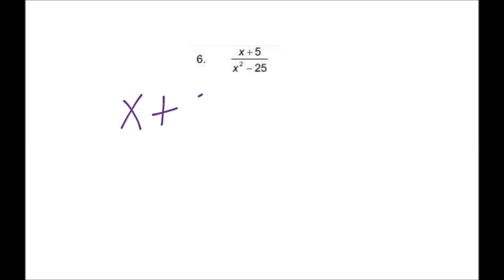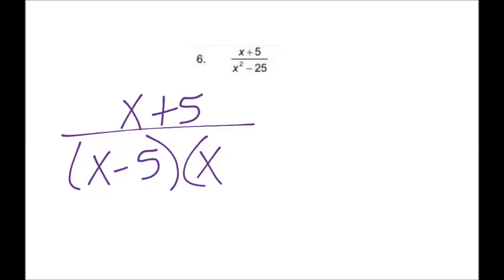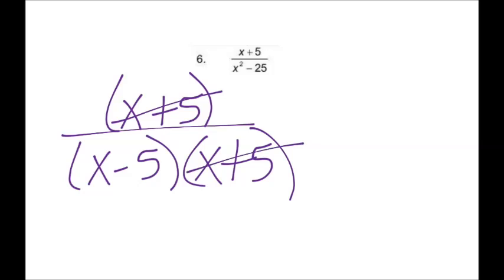On the top, x plus 5, you can't do anything to. On the bottom, these are both perfect squares, x minus 5 and x plus 5. So think of the x plus 5 on top as having parentheses. It cancels. You can't leave the top of the fraction empty, so we put a 1 there, x minus 5 on the bottom.